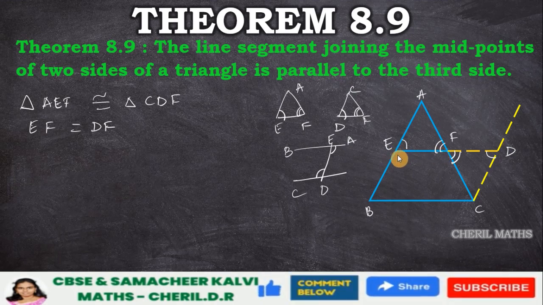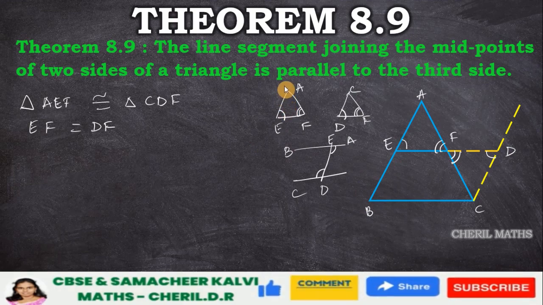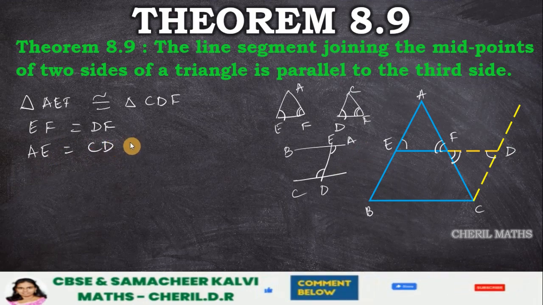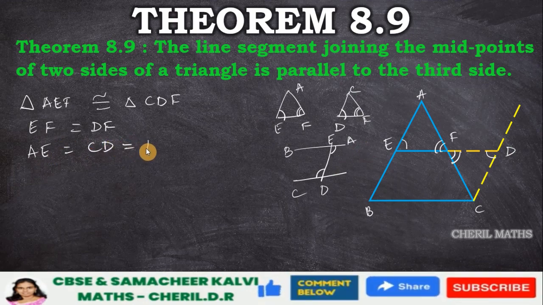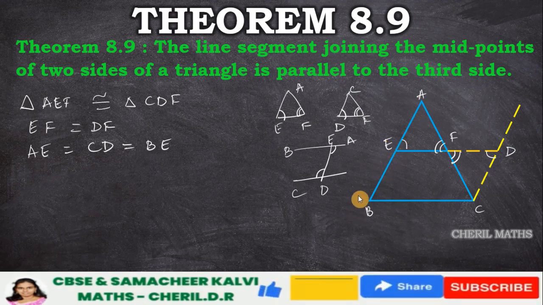Likewise, we already know that E is a midpoint. So what do we know? Your AE is equal to BE. Likewise, you can say your AE is equal to CD. So AE is equal to CD, and it is also equal to BE. Got it, children? So AE and CD are equal, and we already know E is the midpoint, so AE will be equal to BE. So these two will also be equal.